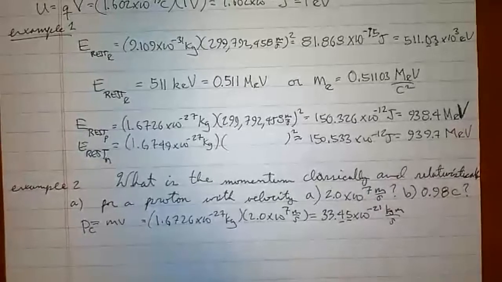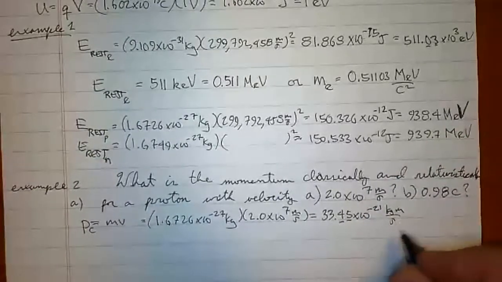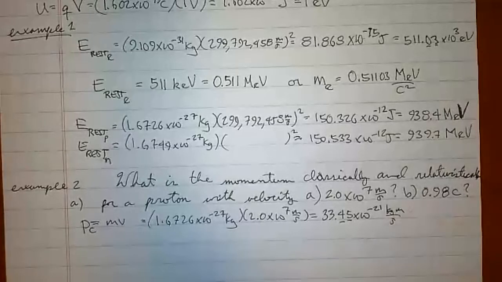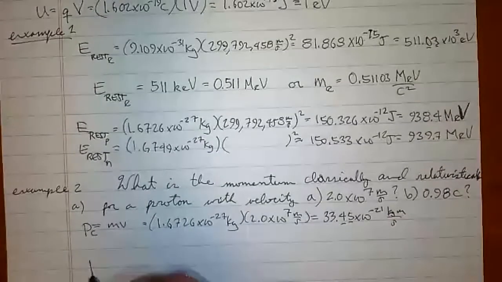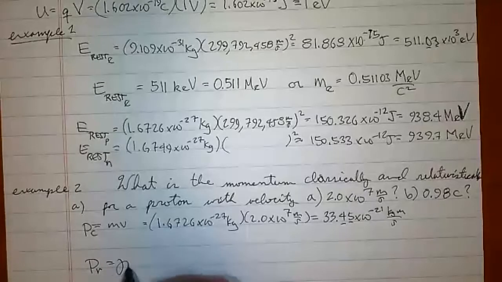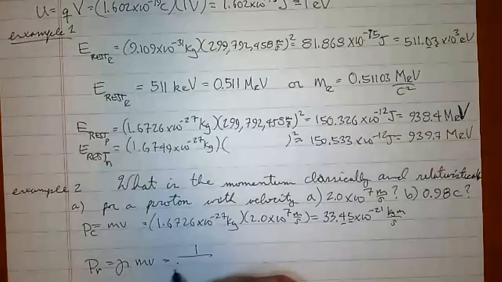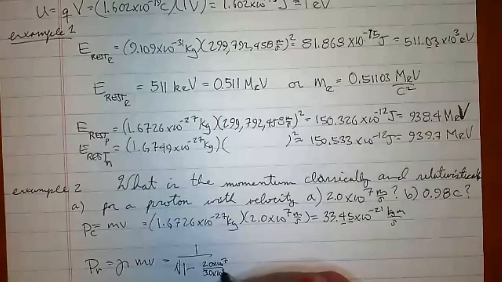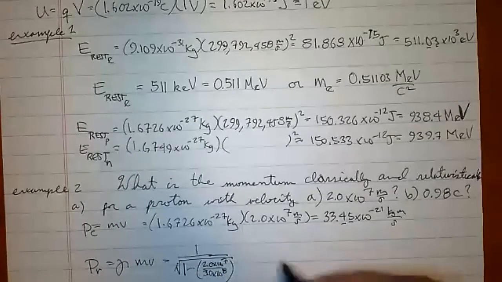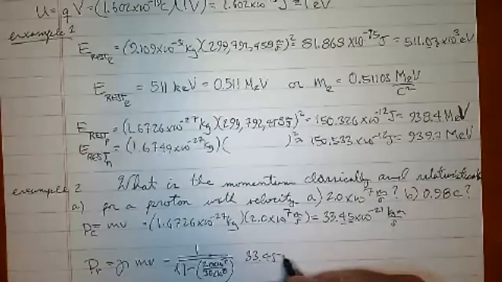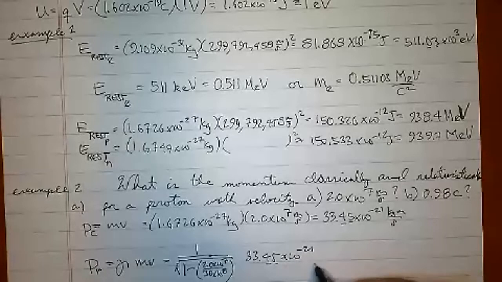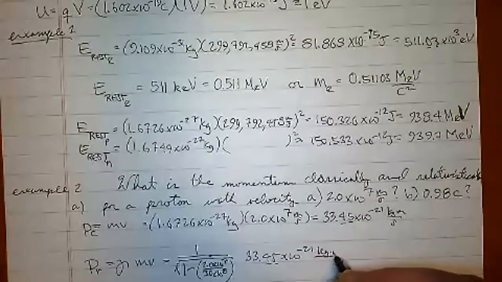All right. So if we wanted to, we could go back and calculate that in terms of MeV per c squared or something weird like that. I'll leave it at that right now. Now I'm going to do p relativistically. So p relativistically is gamma times mv. But gamma in this case is going to be 1 over the square root of 1 minus 2.0 times 10 to the 7th over 3.0 times 10 to the 8th, and all of that, of course, times 33.45 times 10 to the negative 21 kilograms meters per second.